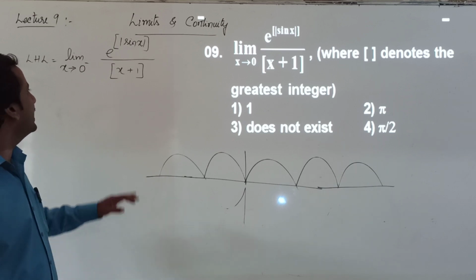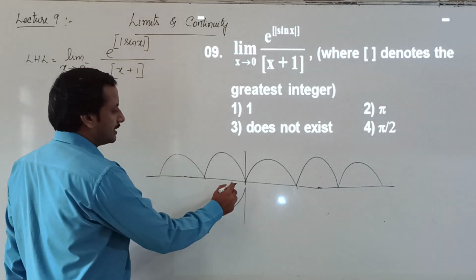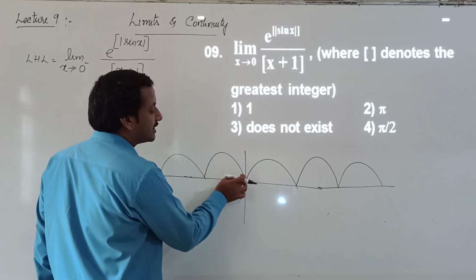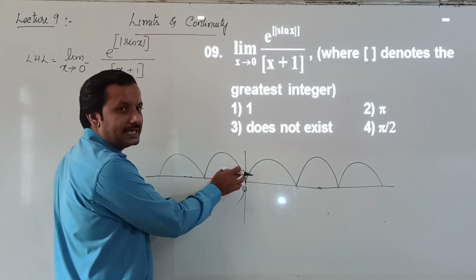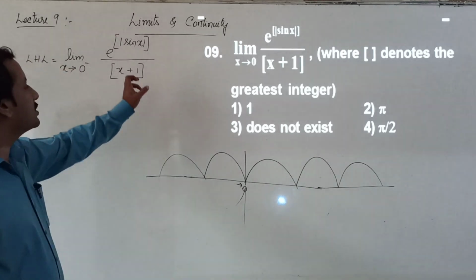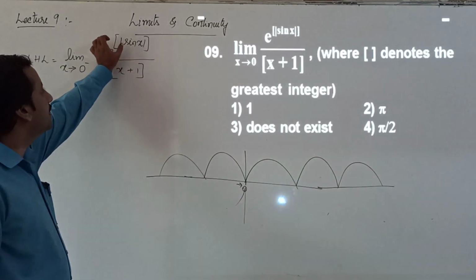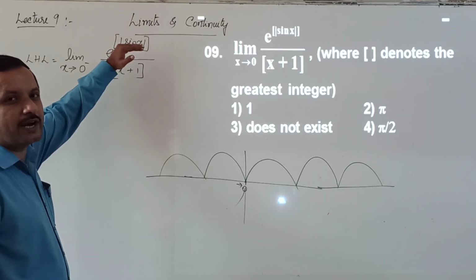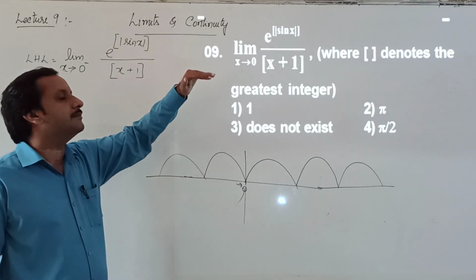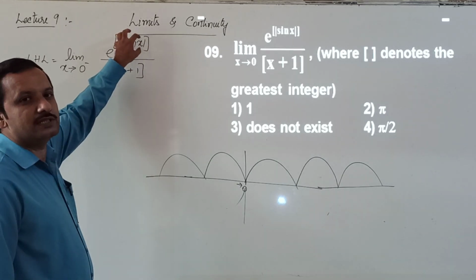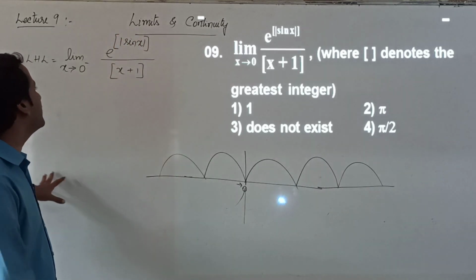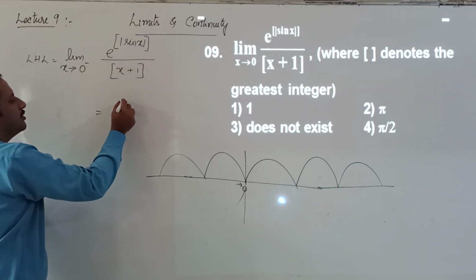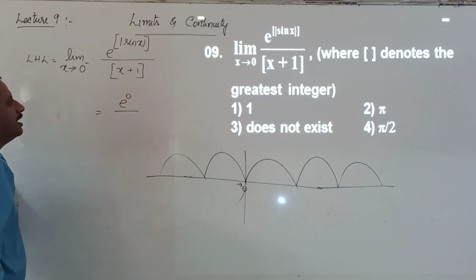Now I am saying x is approaching 0 from the left side. X is very close to 0, so sin x is also very close to 0. Sin x is negative, so mod sin x is positive now. Right? So very close to 0 and positive means you can take this as 0.1. What will be the value of step of 0.1? Step of 0.1 is 0. So e power 0 in the numerator.